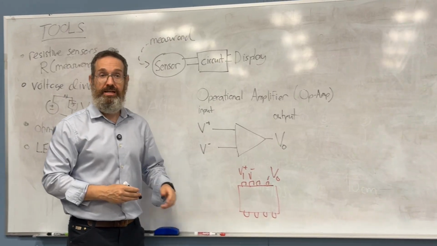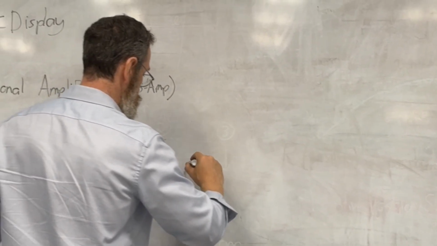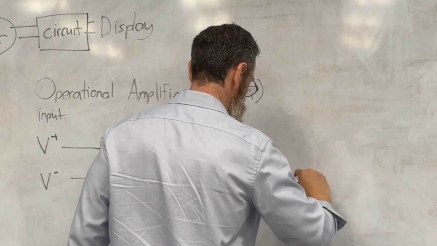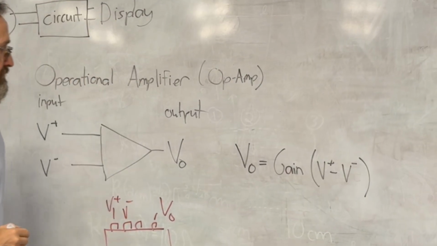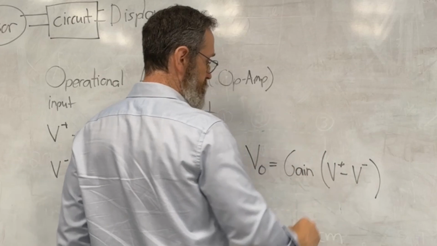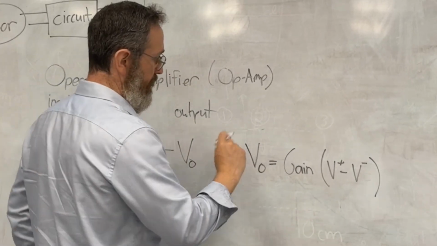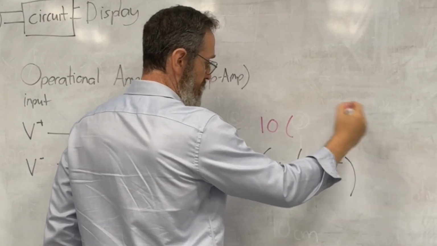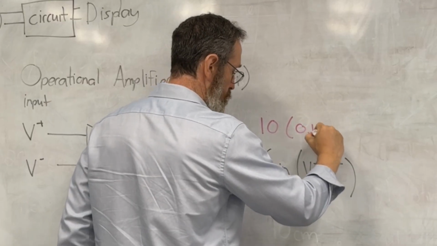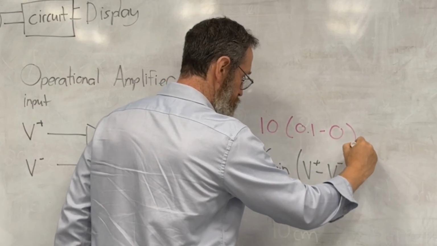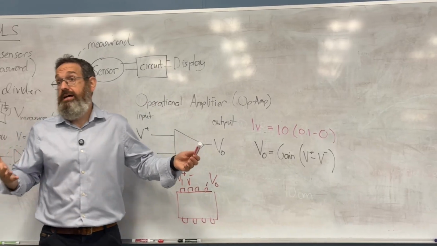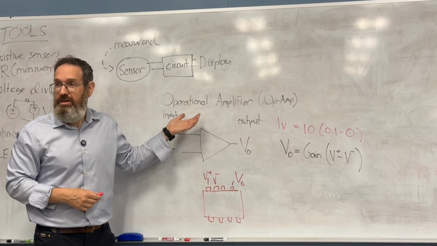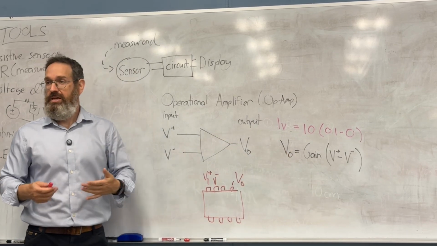The inputs and the outputs are related by a straightforward equation. V out is equal to some gain, which is a number, times V plus minus V minus. So for example, if the gain was 10 and V plus was 0.1 volts and V minus was 0 volts, then the output would be 1 volt. The operation means they do something, and the amplifier is related to this gain, that they make things bigger.